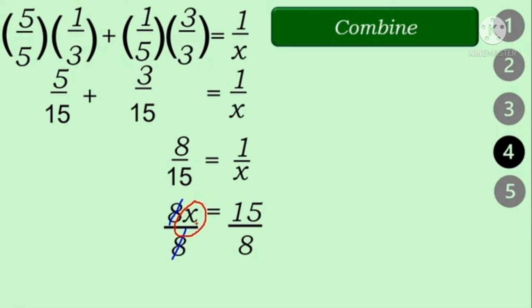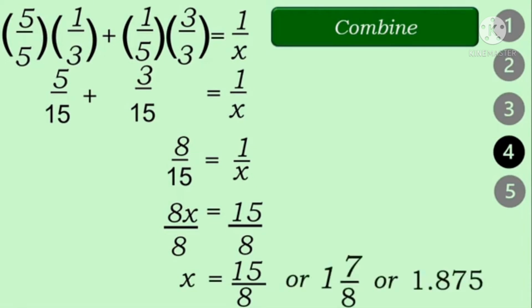We are looking for this, right? That's our main objective. That's why we need to cancel 8, but we make sure that we follow the properties of equality. Do you understand? I'll erase that. The answer is now 15 over 8. We can write that in mixed number. That's 1 and 7 over 8. That's also equal to the decimal form 1.875. What's the meaning of this?